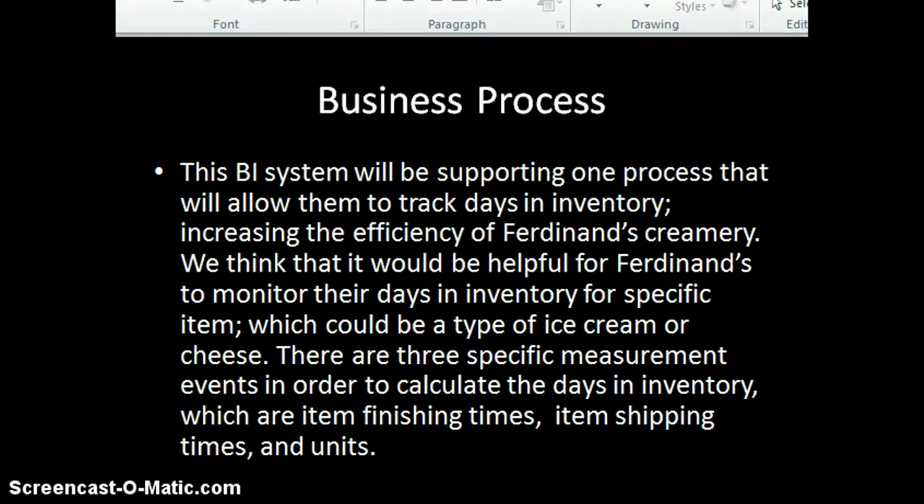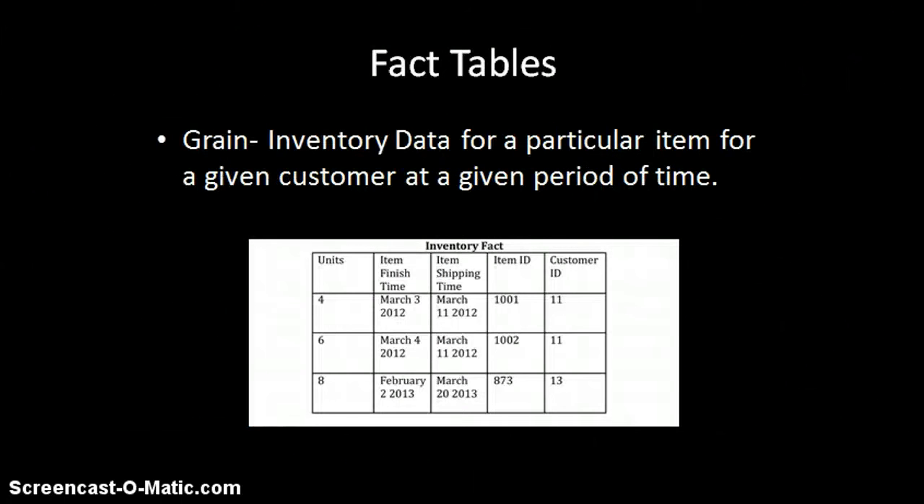shipping times and units. This is Julia, and I'm going to talk a little bit about the fact tables that we have going. We only have one fact table, and the grain for that one inventory fact is inventory data for a particular item for a given customer at a given period of time. So pretty much this helps us track how many units of ice cream or cheese will be shipped out to a specific customer, and we track that by the customer ID.